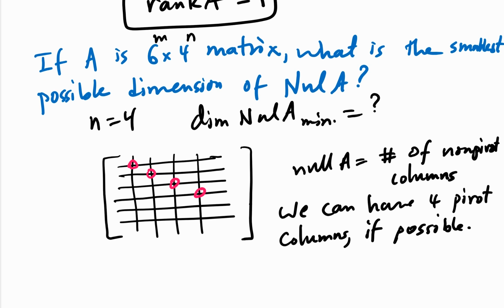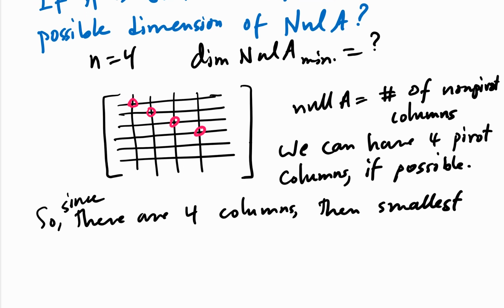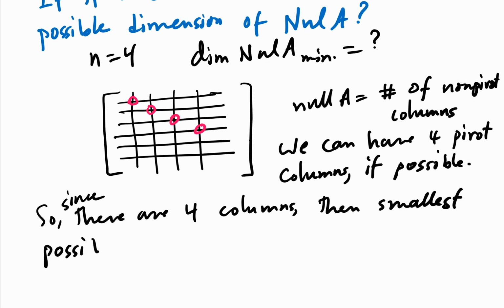So in this case, since there are 4 columns, the smallest possible dimension of the null space of A is 0.